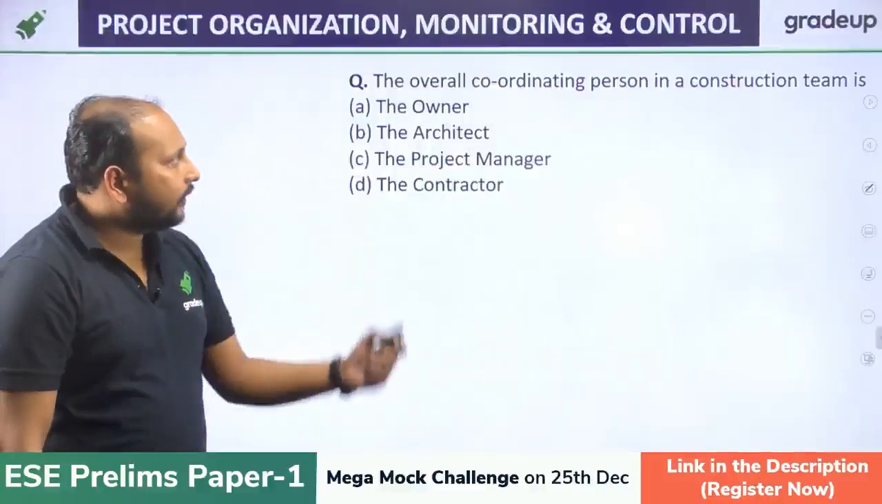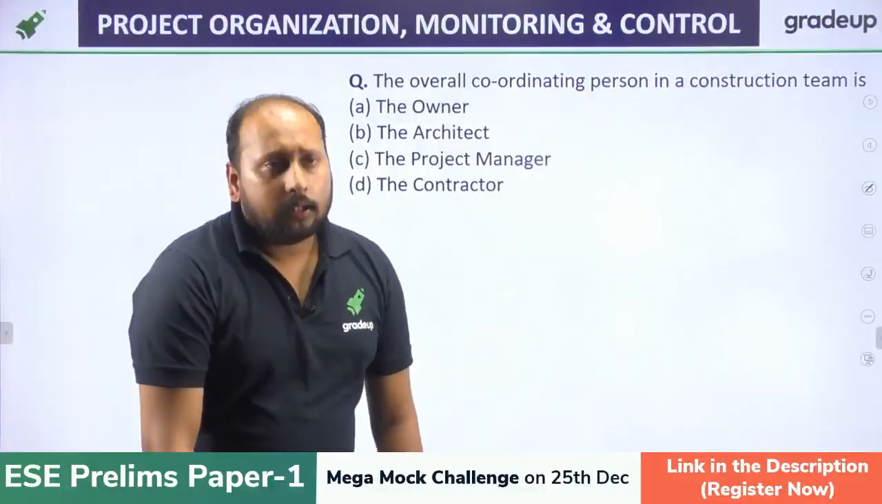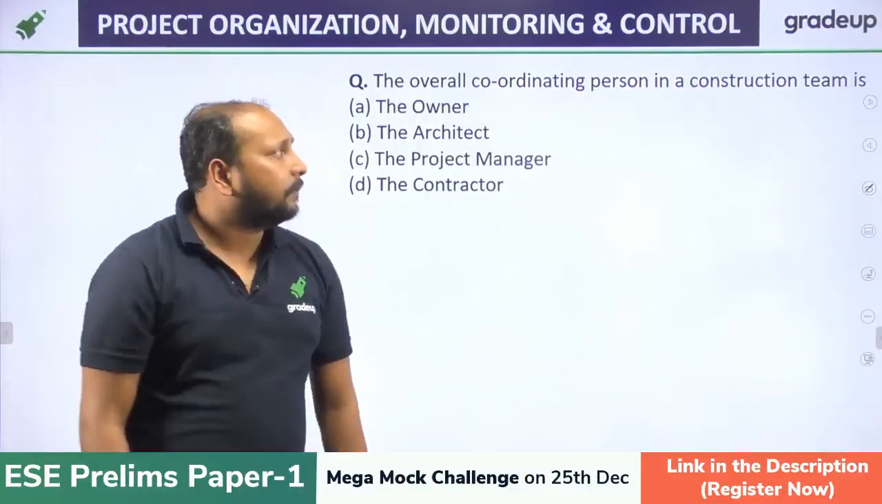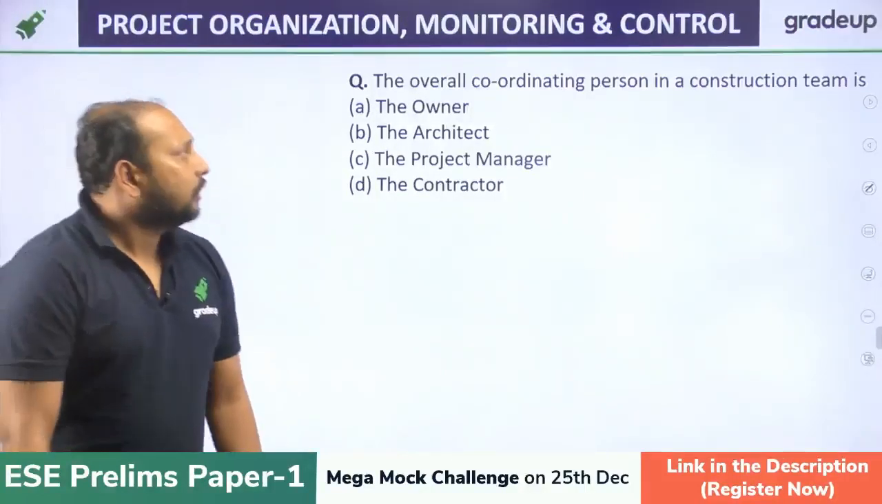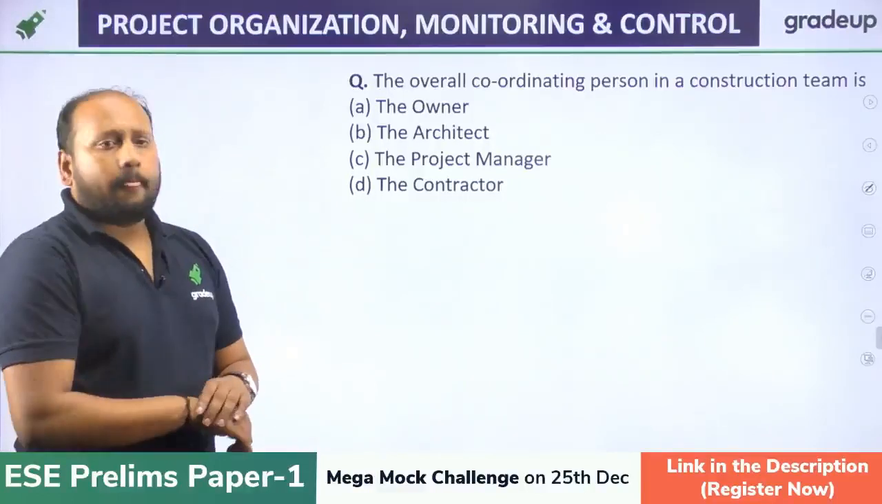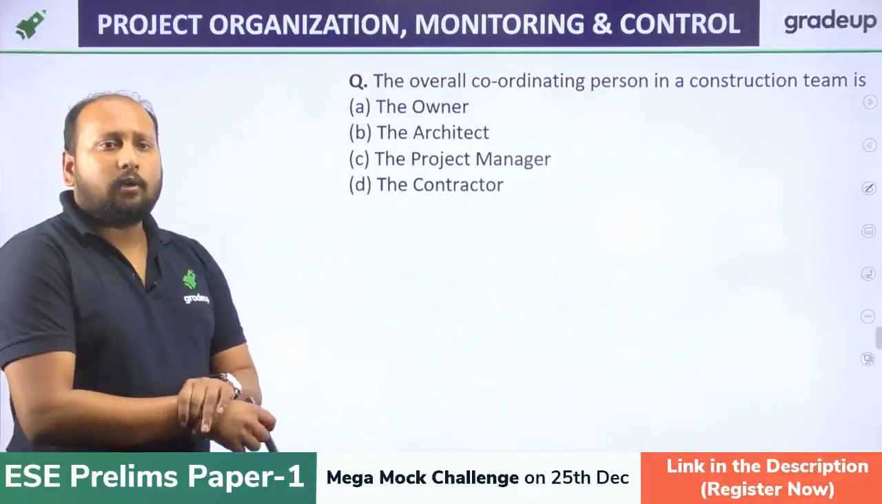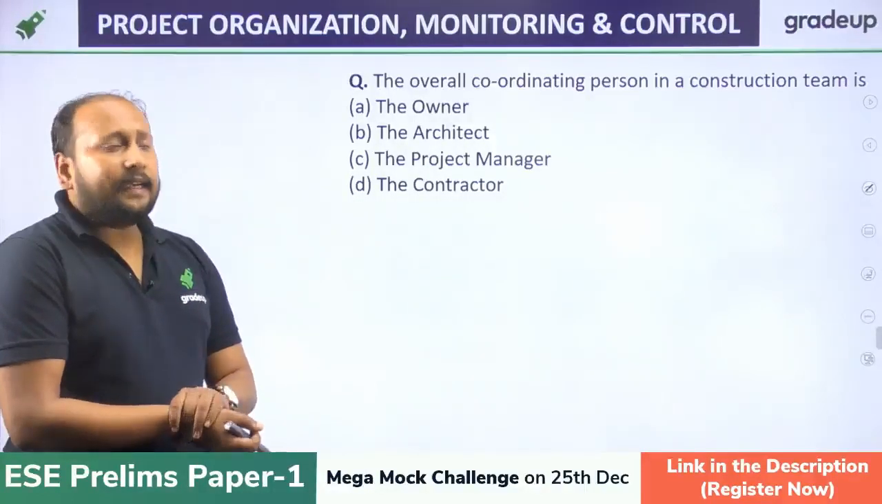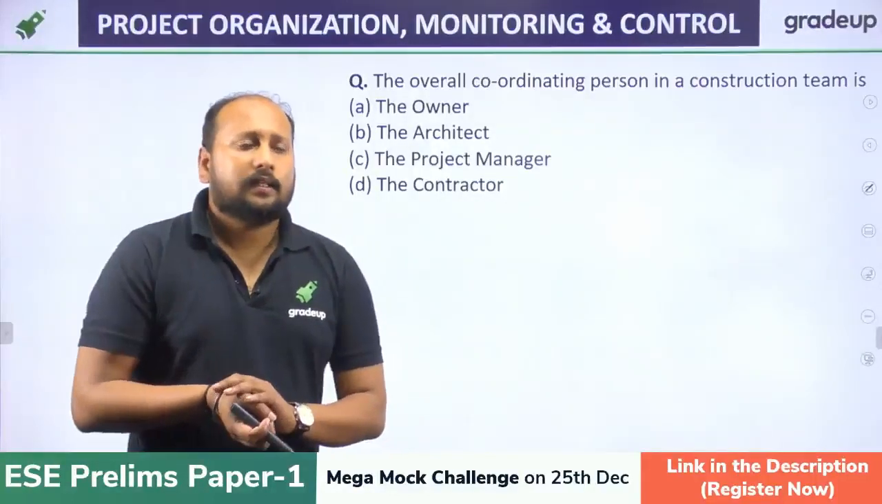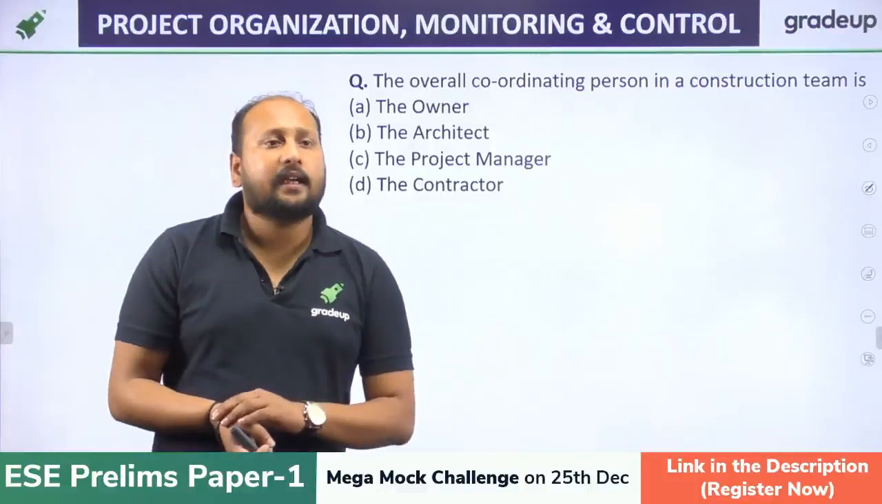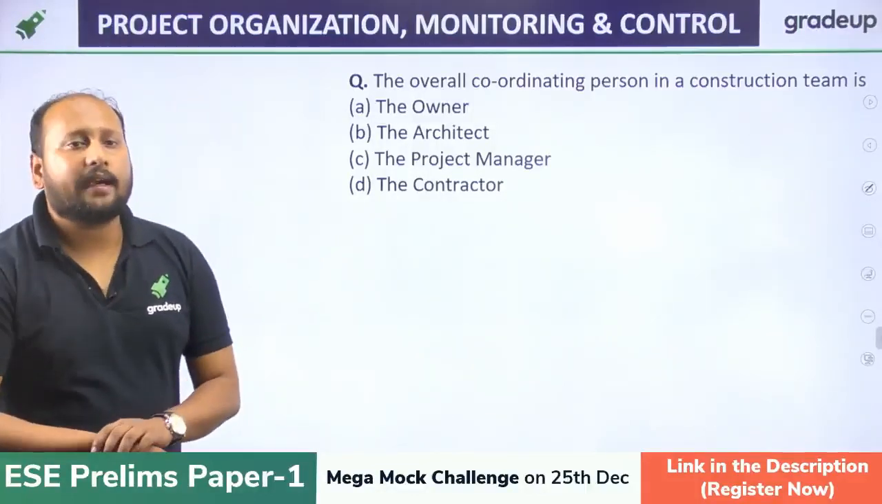Let us see next. The overall coordinating person in a construction team is, now it's a very easy question. Quickly respond to this. The overall coordinating person in a construction team is A, owner, B, architect, C, project manager, or D, contractor?